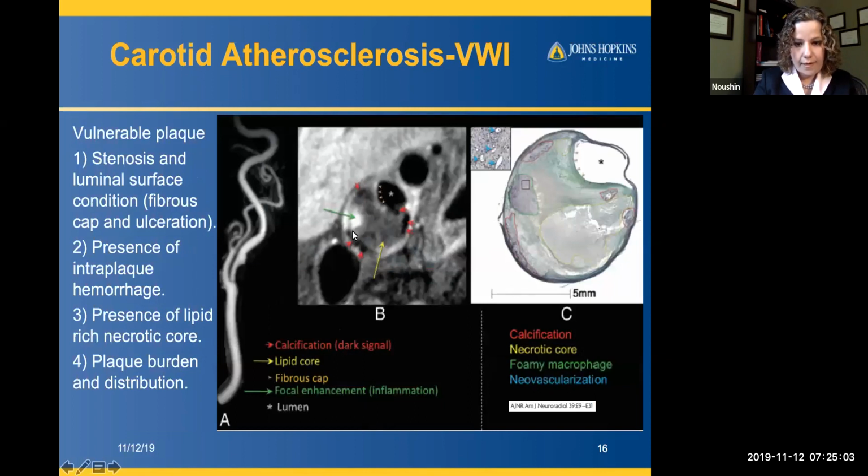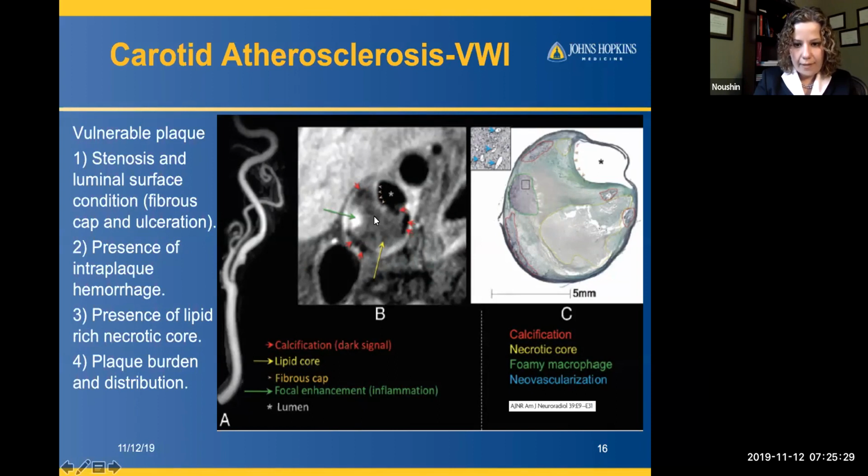This is a nice example of vessel wall imaging of a carotid plaque. This is a contrast-enhanced MRA image. You see there is high-grade stenosis of the proximal internal carotid artery with what looks like a big plaque. This is an axial contrast-enhanced image through the carotid plaque. This is the lumen that is suppressed. There's black blood. And this is a large plaque.